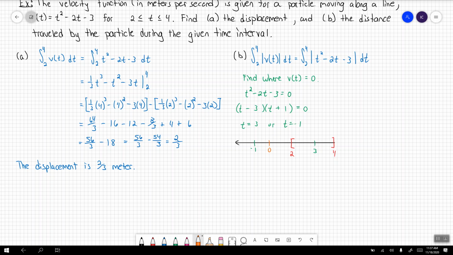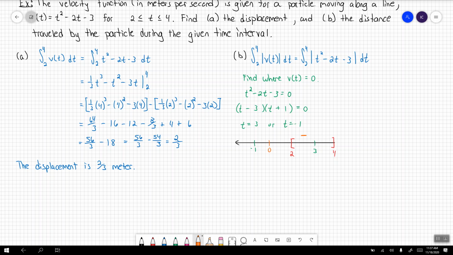Plug 0 into your function t squared minus 2t minus 3. When we plug in 0, we get a negative, which means this area is sitting below the x-axis, or below the t-axis. So we have this area sitting below that x-axis, so we know we're going to have to counteract it in order to make that a positive area.